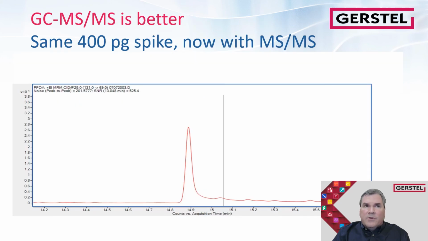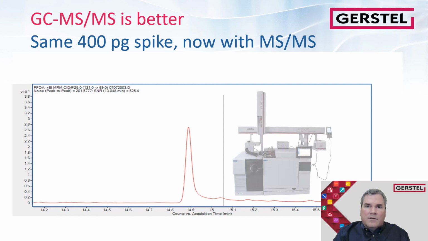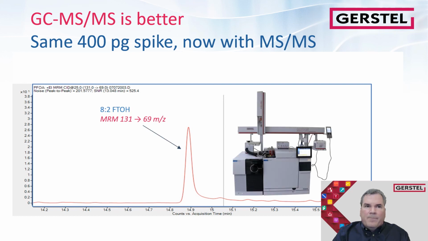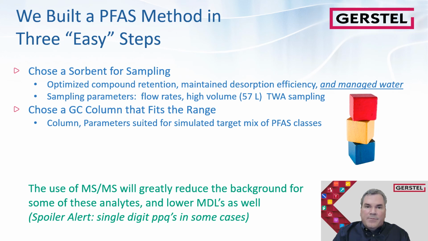So we end up having this issue. There is a way to deal with it. This is kind of a spoiler alert. This is the same 400 nanogram spike of FTOH, or in this case PFOA, but now done on MS-MS with a triple quad. So note now, this is FTOH. Note now we're using an MRM transition of 131 to 69, and we virtually eliminated the noise and background.